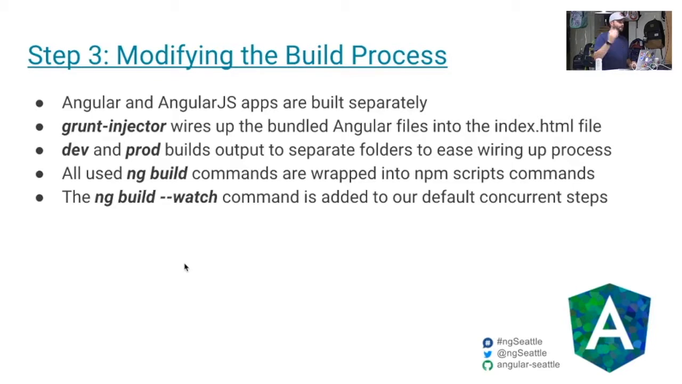Modifying the build process, like I said, I'm going to just gloss over this for this talk, but I go into detail in the guide. Basically, I'm using grunt-injector to wire up the Angular files, using some logic. There's a different process for the dev and prod builds. You're going to run into the issue of building in prod mode with the Angular CLI. It's going to generate a CSS file or Sass file of all your bundled CSS if you're using the main style directive in the Angular CLI config.